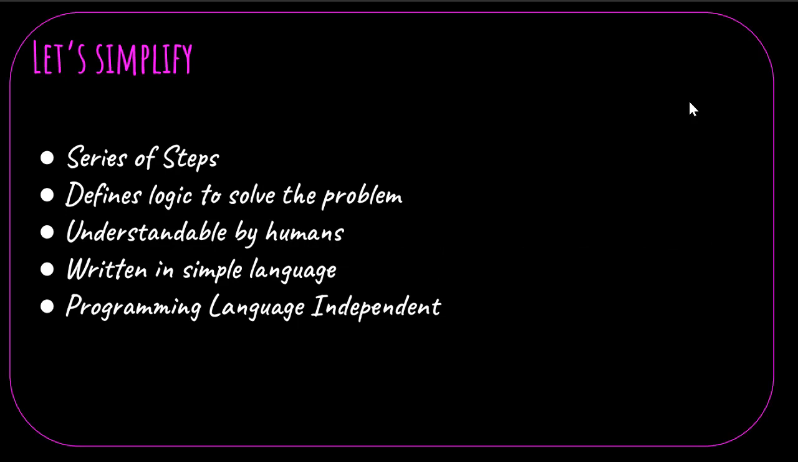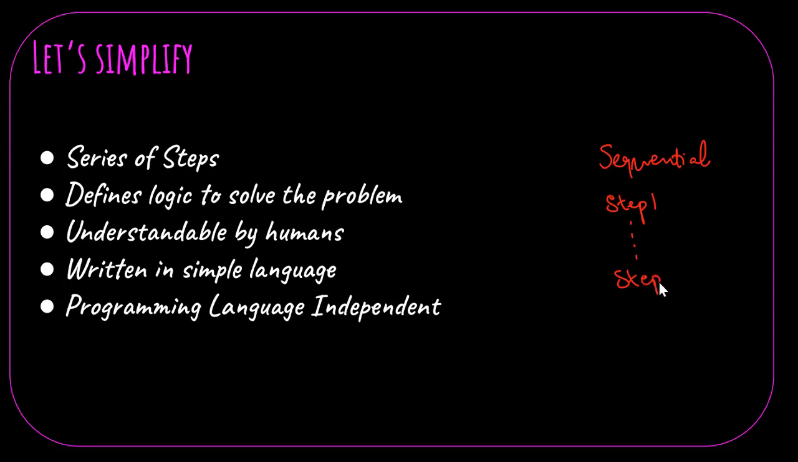Now, firstly, the algorithm should have a series of steps. When I say series of steps, I'm talking about the sequential flow of the steps. Like it should start with step 1 and so on up to step n, depending upon the problem and the number of steps that need to be designed for a given algorithm. And these series of steps should come one by one. Like step 2 should come after step 1 and so on. Step n should come after step n minus 1.